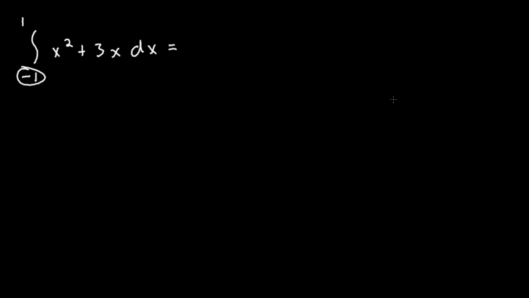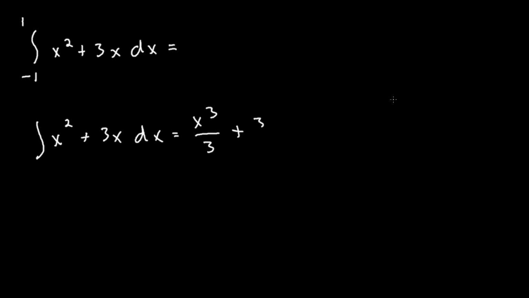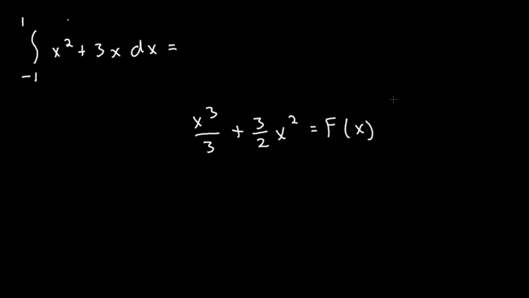Now, yes, your bounds can have negative numbers in them, and you have to treat the negative numbers just like they're negative. So, first find the antiderivative. You always want to find the antiderivative first. And the antiderivative for your function is, using reverse power rule, x to the power 3 over 3 for this term. And then for this term, you have 3 over 2 x to the power of 2. And again, you can ignore the arbitrary constant. So this is your antiderivative, capital F of x.